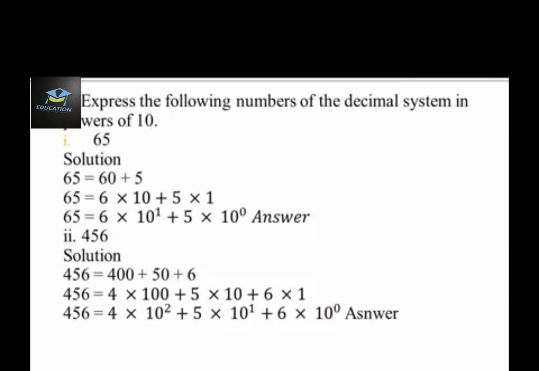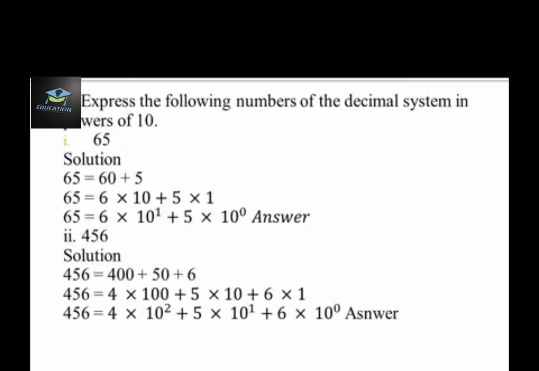Now question number 2, we have express the following numbers of the decimal system in powers of 10. First part 65. 65 means 60 plus 5. 60 is in the tens place and 5 is in the units place. So we have 6 multiplied by 10 plus 5 multiplied by 1. So we have 6 multiplied by 10 power 1 plus 5 multiplied by 10 power 0.